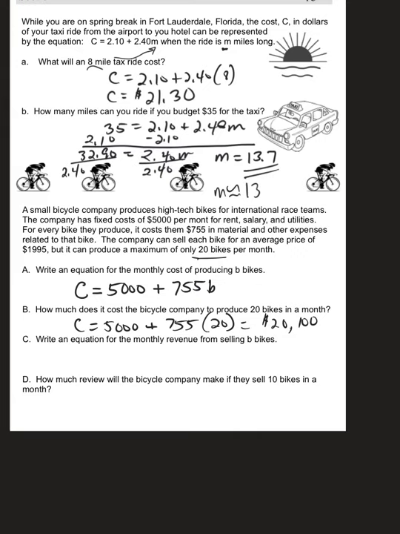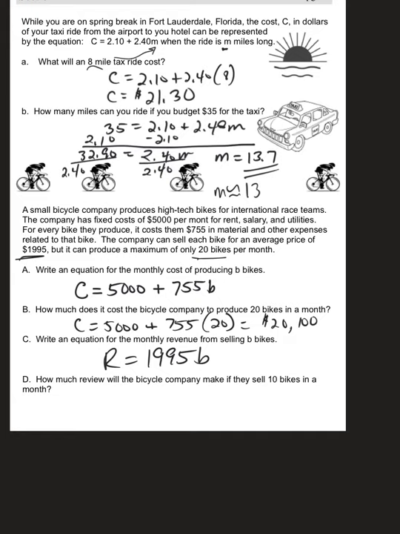Write an equation for the revenue from selling B bikes. So revenue is just money brought in. We're not considering the costs or anything like that, just where people are paying their bills, we're bringing money in. According to this, we are going to sell these bikes for $1,995. So for every bike, people are sending in $1,995.